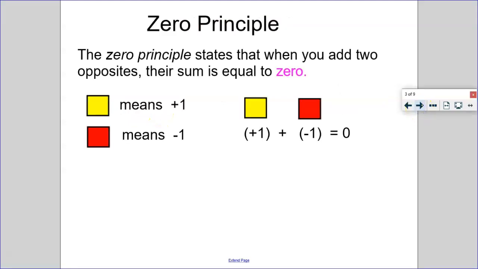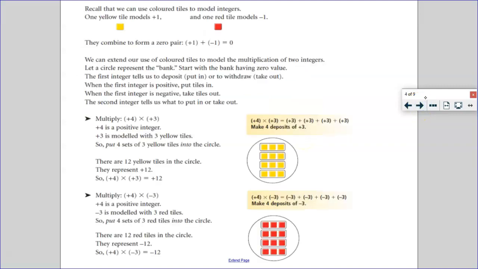The zero principle rule is important. Just a summary from grade 7. We're using the yellow tile for positives and red for negatives. And if you take one of each and add them together, 1 plus -1 is 0. So they cancel each other out. That's your zero principle rule, and we're going to need that later on. This is kind of wordy, and it's from your textbook and will also be in your visual notes.